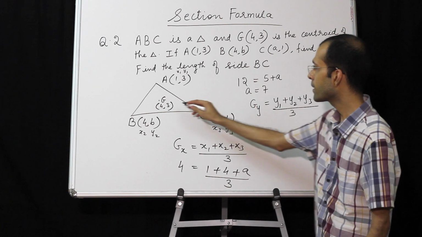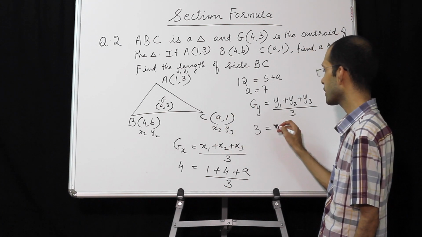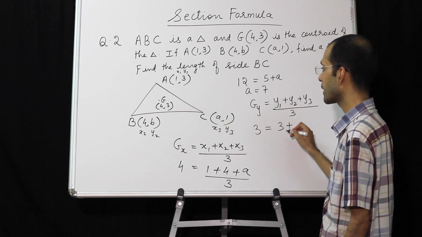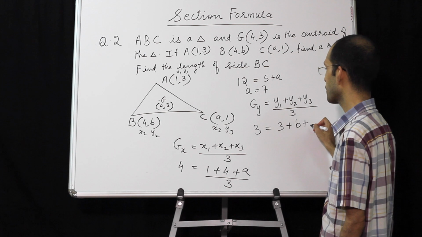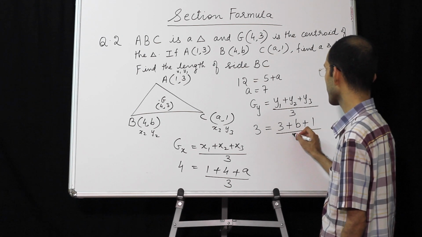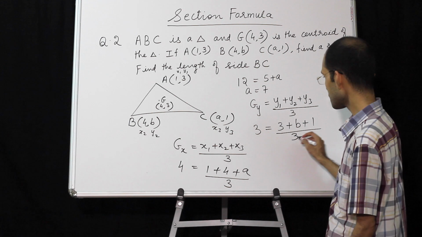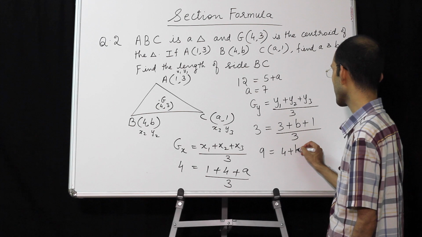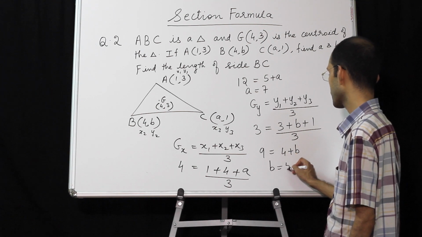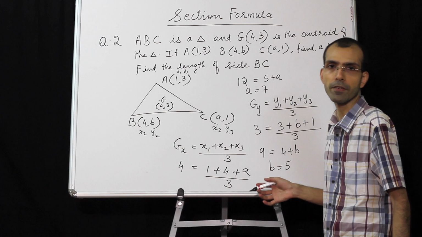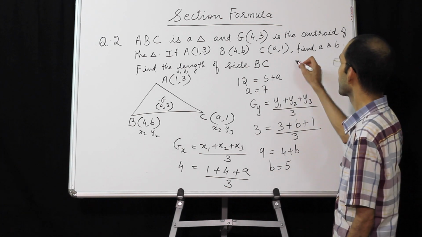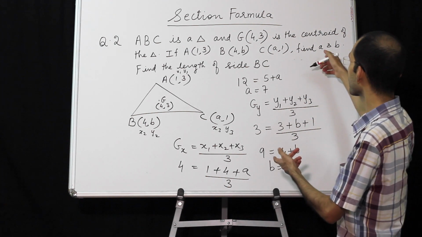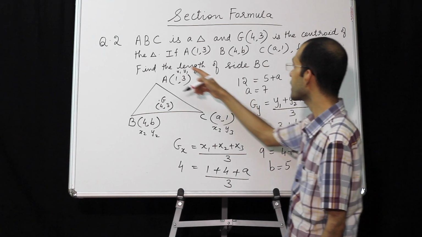Similarly, Gy will be (y1 plus y2 plus y3) upon 3. What will be Gy? 3. Gy is already given as 3. So it will be (3 plus b plus 1) upon 3. 9 is equaling 4 plus b. B is what? 5. So ultimately we have found A and B. What is required? A and B. That is done.